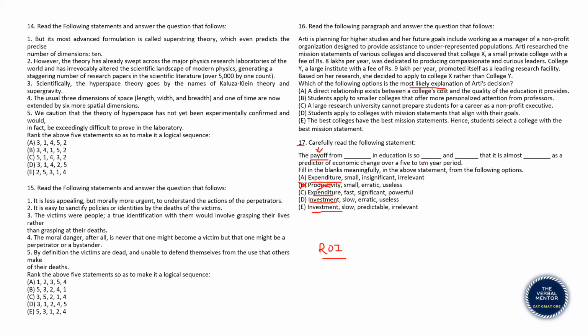The payoff from investment in education is so dash and dash. Okay, so there's a parallelism between the words. If this is negative, this is also going to be negative. If this is positive, this is also going to be positive. The return is so dash and dash that it is almost dash as a predictor of economic change over a 5 to 10 year period. Okay. So the idea of the text is whether it can predict the economic changes in the next 5 to 10 years.